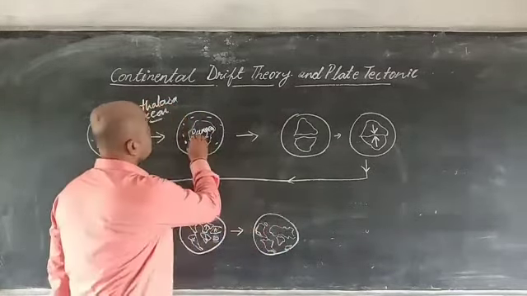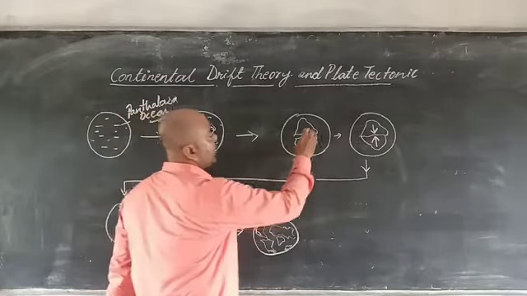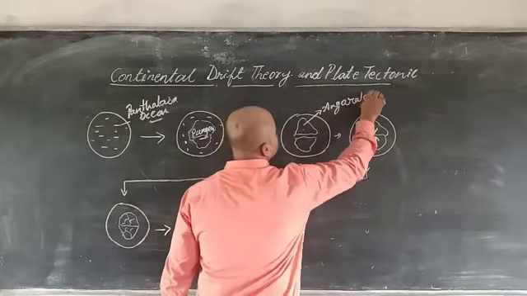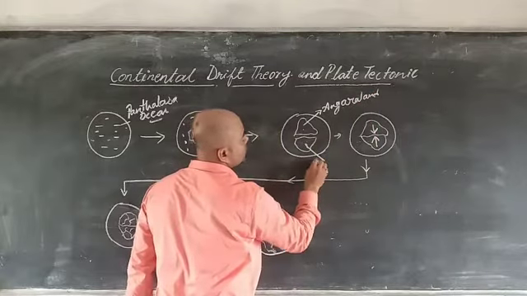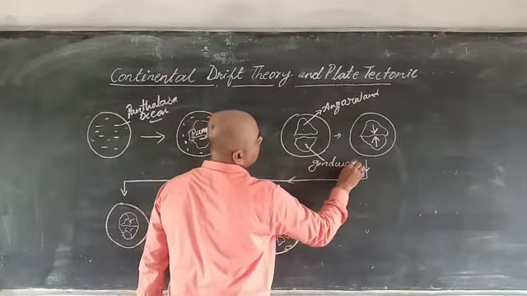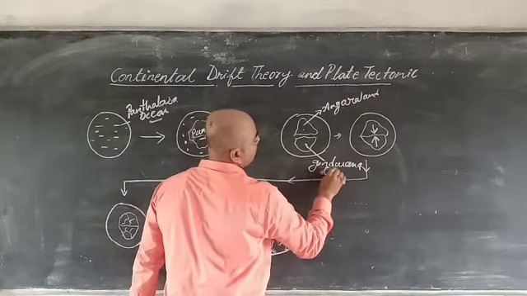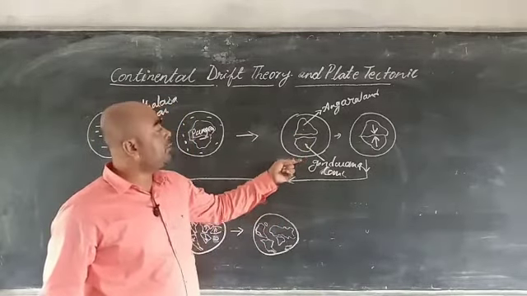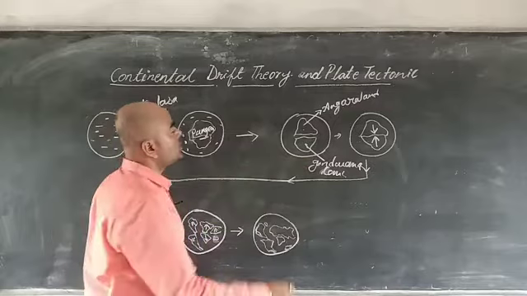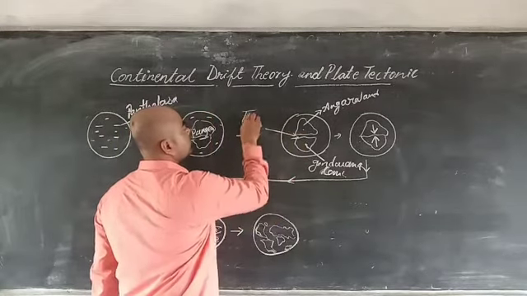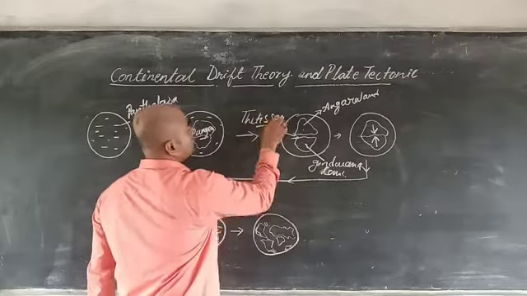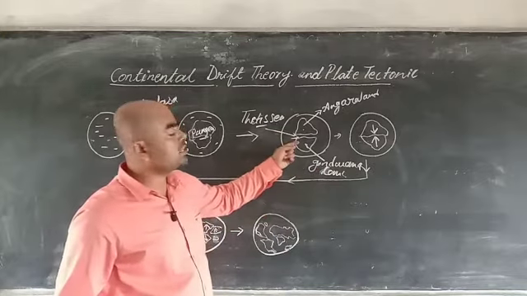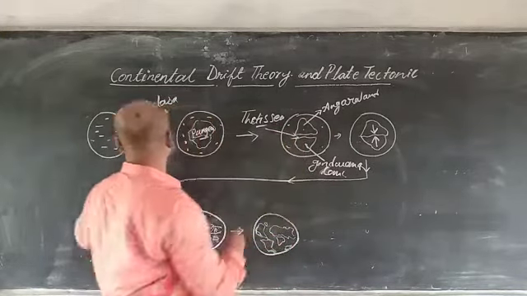Now this land was broken and separated into two parts: the upper part we call Angara land, and the southern part we call Gondwana land. In between Angara land and Gondwana land, there was a sea named the Tethys Sea, and it was surrounded by the same ocean, the Paleoclimatic ocean.